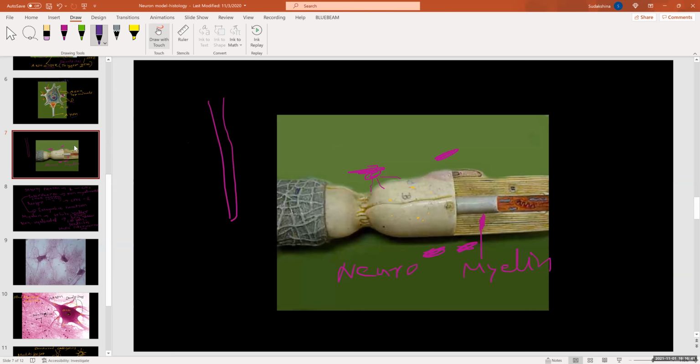and continuing on, as you can see, myelin, node of Ranvier, neurolemma. Yes, I do have neurolemma. Okay, so neurolemma.